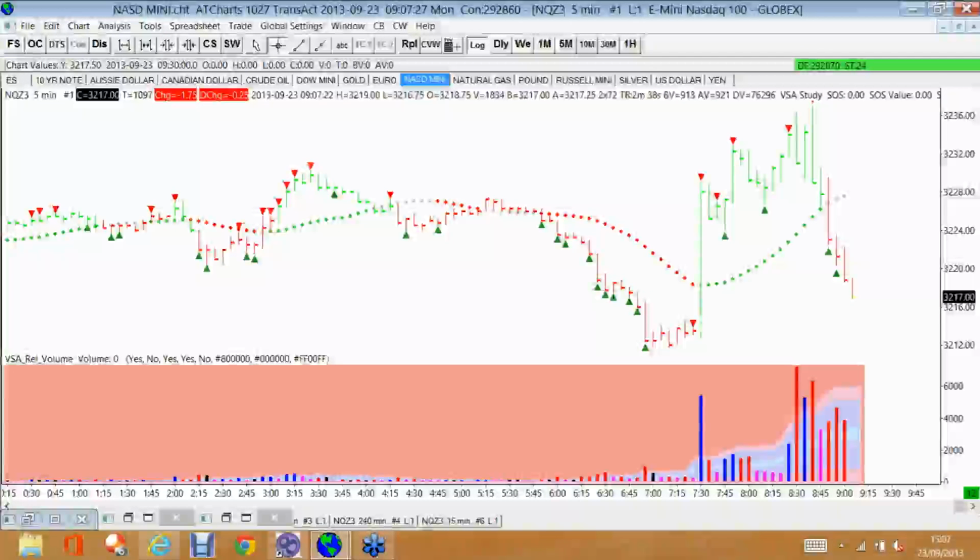Gregory reckons the 6B may have a trade on it as well. So while we're watching that chart, I'll go over and have a look at the British pound as well. Keep an eye on the NASDAQ, but let's have a quick look at the pound. Yeah, it looks like they've got a bit of stopping volume on there on the pound. There's quite a lot of supply present there.